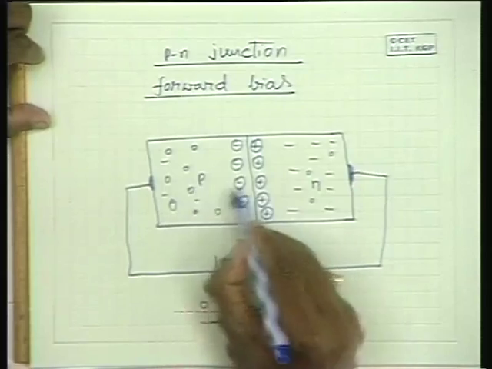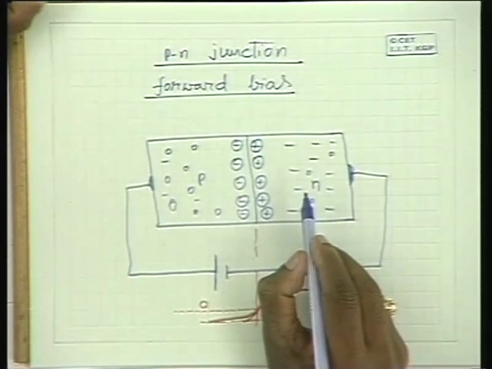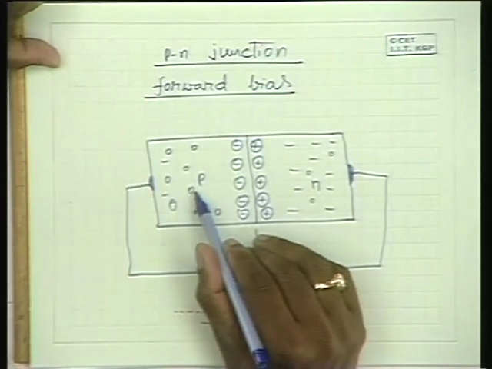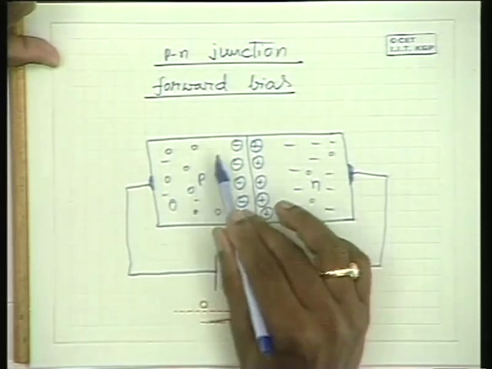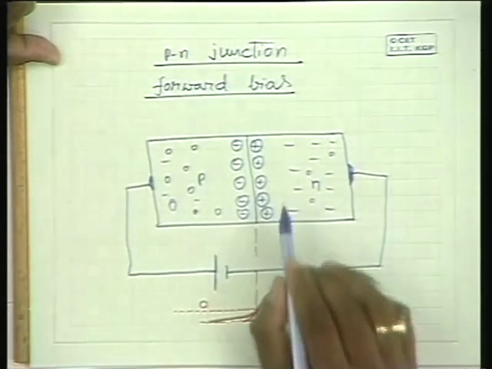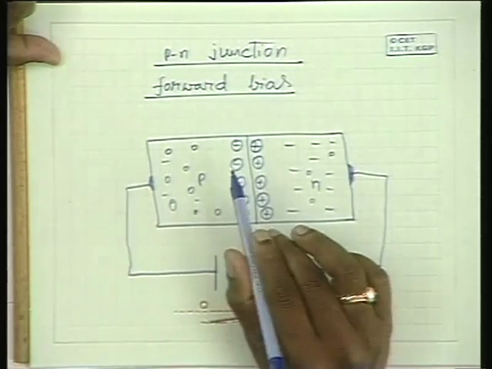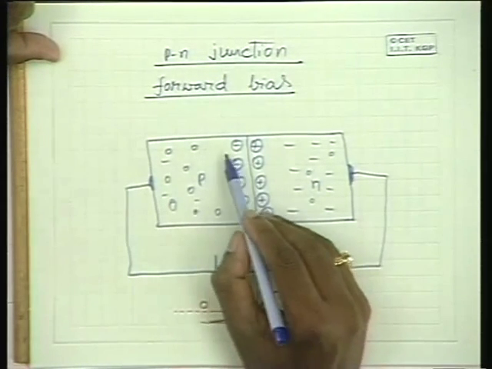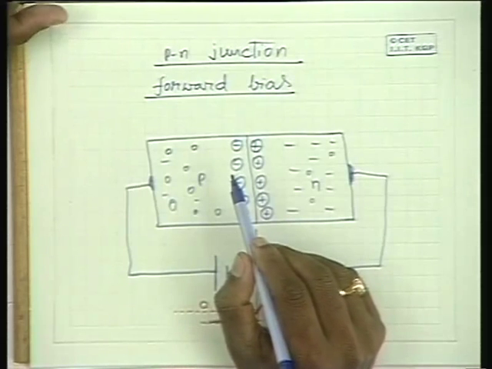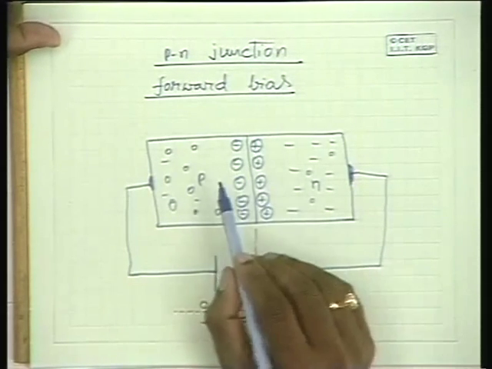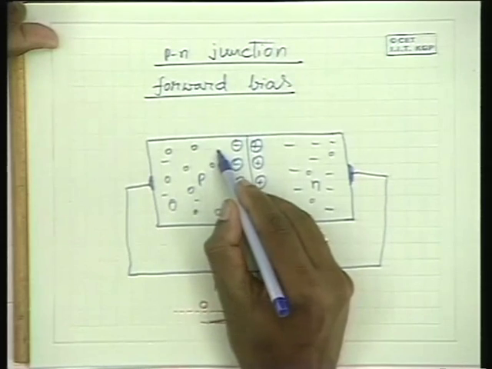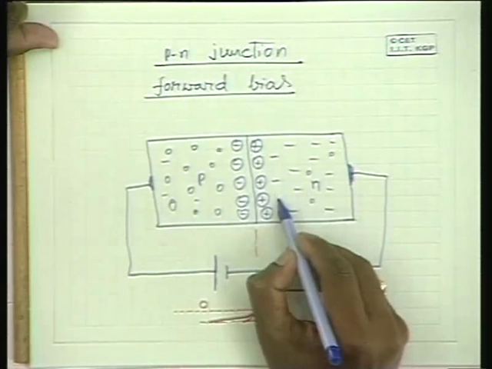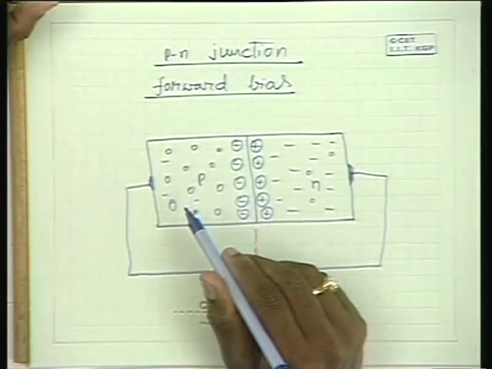So the holes jump into the N side because of the diffusion, and by jumping, the holes don't create an additional space charge because the circuit is completed through a cell, and the cell continuously supplies the charge. As a result, no further increase in the barrier takes place. Hence the holes keep diffusing into the N side and the electrons diffuse into the P side.